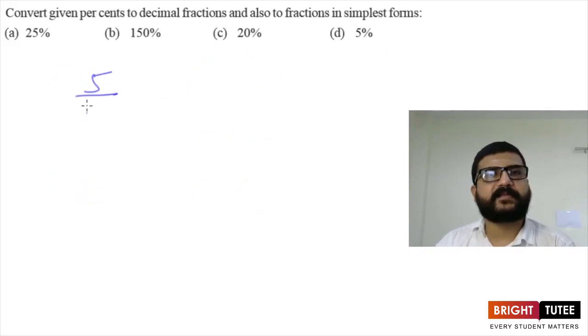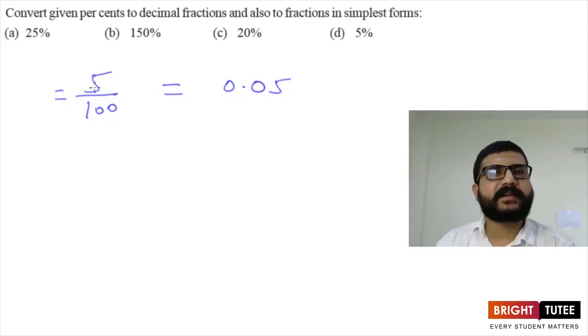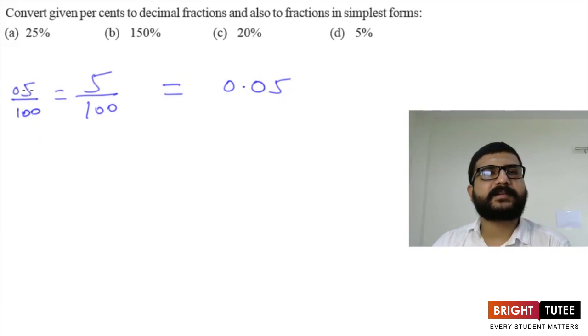We can write it as 5 upon 100. Now we have to write it as a decimal first. So this will be 0.05 because we are having two zeros in the denominator. What we did here, we have written this 5 upon 100 as 0.5 upon 100. Now as we are having two zeros in the denominator, we have to leave two zeros from the right and put the decimal. So this becomes 0.05. So now we are having 0.05 as a decimal representation of 5%.